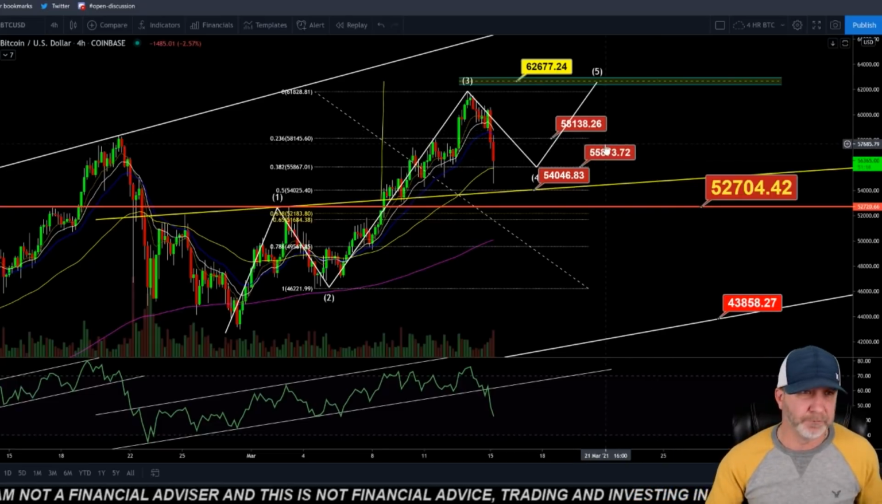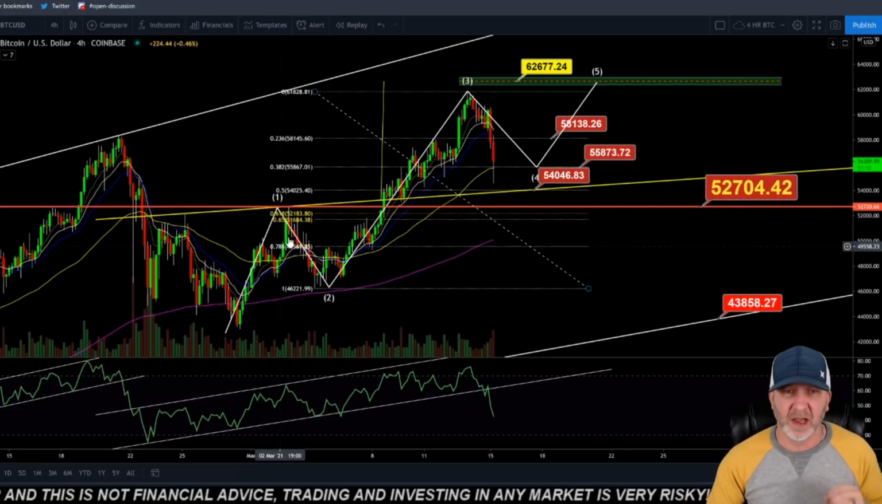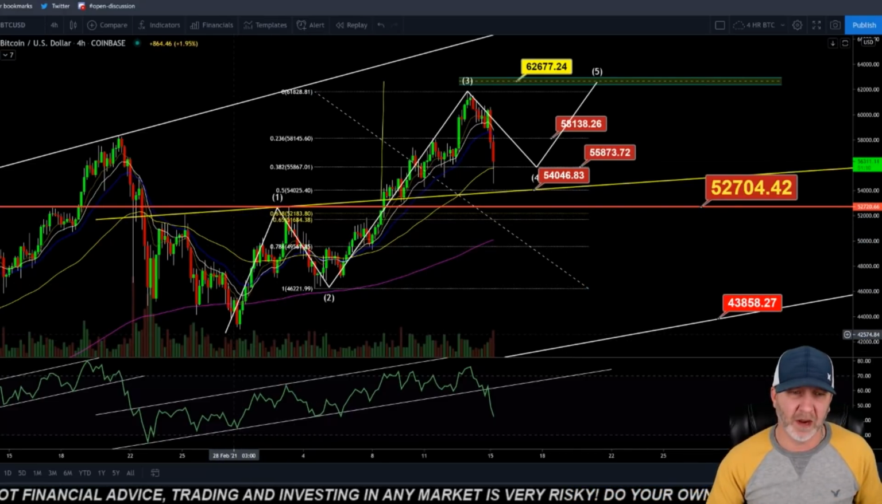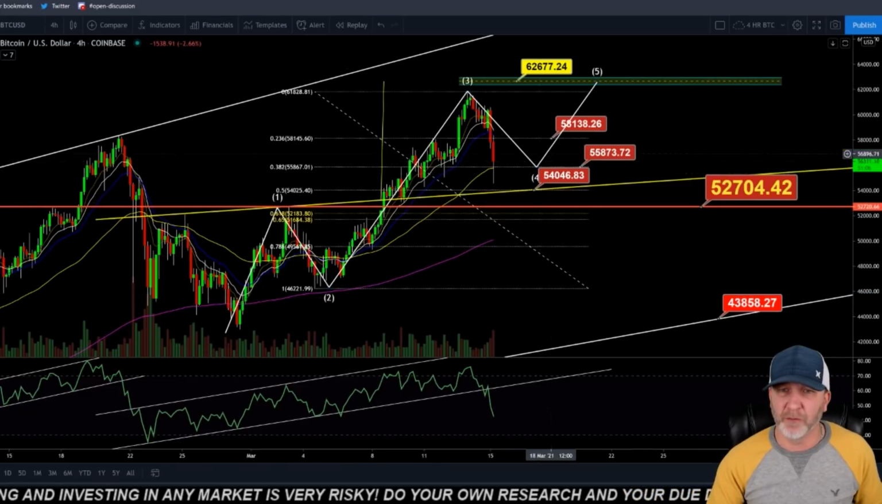Let's get into it. So looking at the Bitcoin chart, we've been watching this, and this is the 4-hour smaller time frame, but we've been watching this as a 1, 2, 3, 4, and a 5.